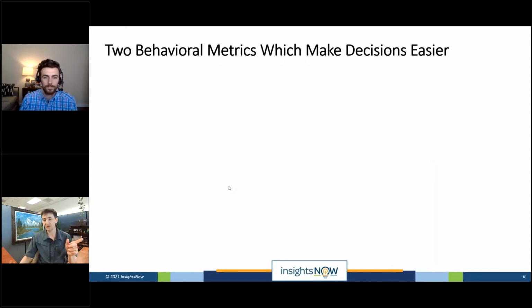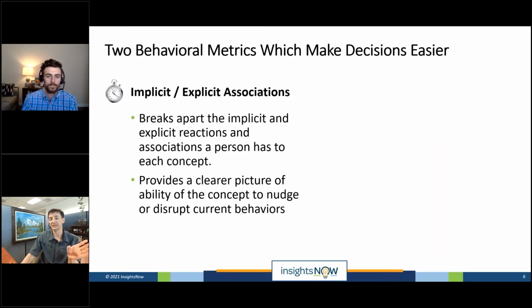So we're going to talk about two new behavioral metrics. The first is implicit and explicit. Implicit and explicit associations allow you to break apart a person's reaction when they see a particular concept: what type of associations immediately come to mind and are hardwired into that person's brain based on their memories, versus what are the positive connections that they have to think about a little bit before they go, oh, I guess it does do that.